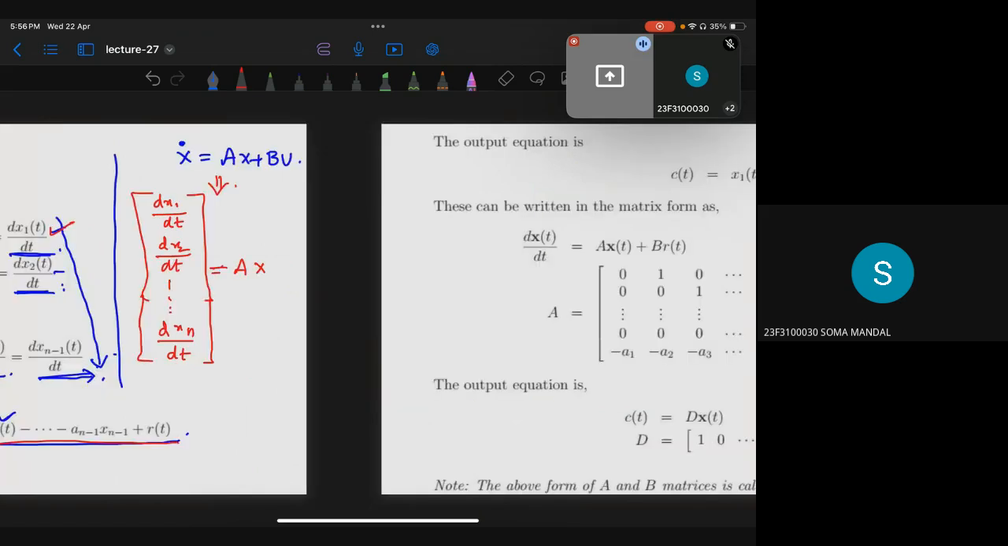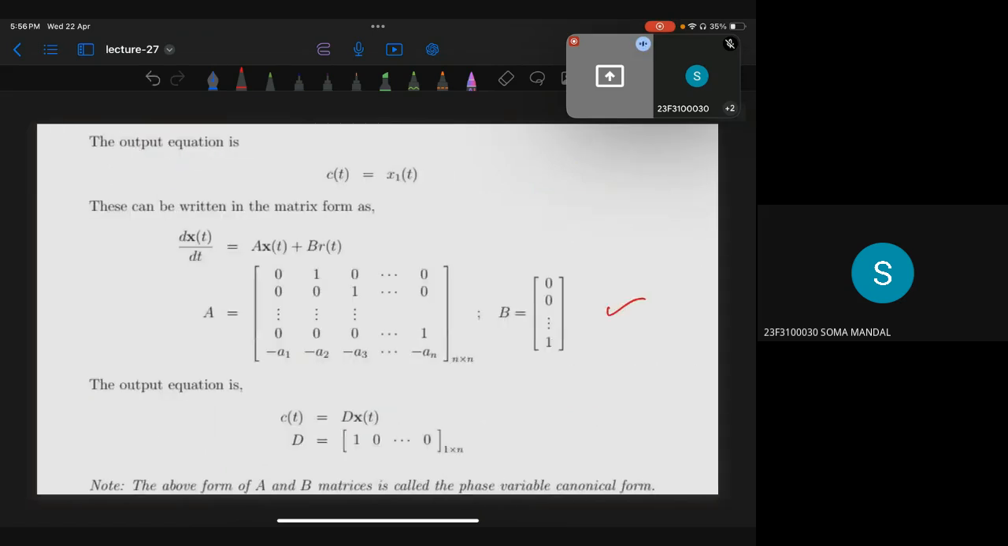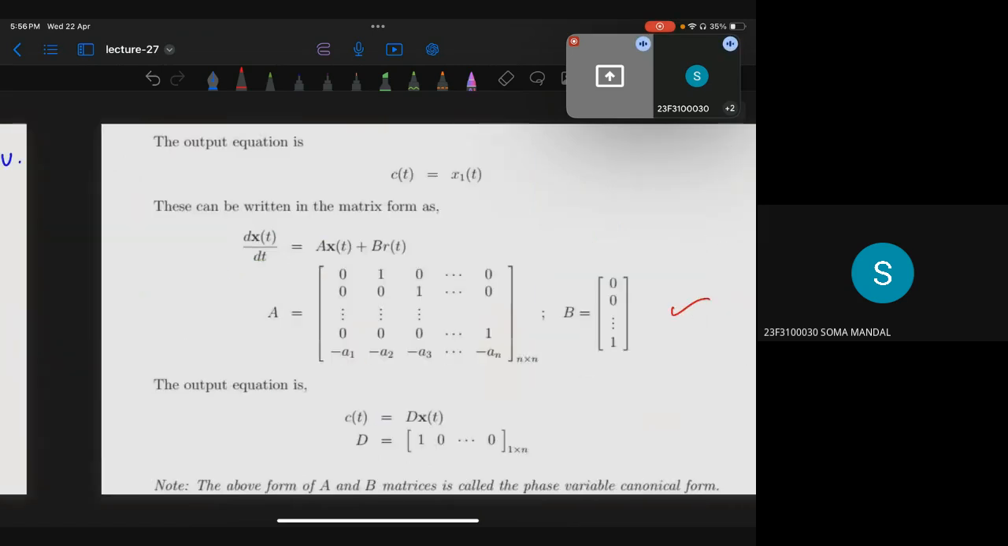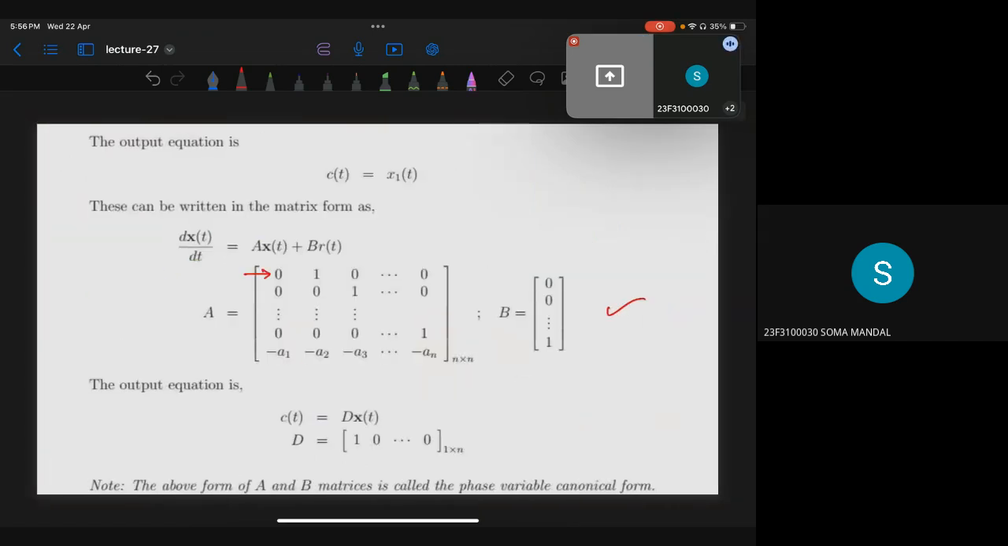Now we can put it in the matrix form, correct? We can directly put it in the matrix form like this. Why? Because dx1 by dt is only x2, correct? All the other terms are 0. That's why. Yes, sir. You got my point? Yes, sir. Only one term we have.